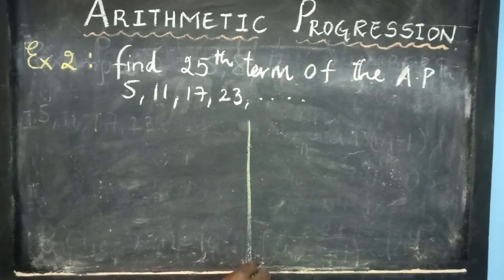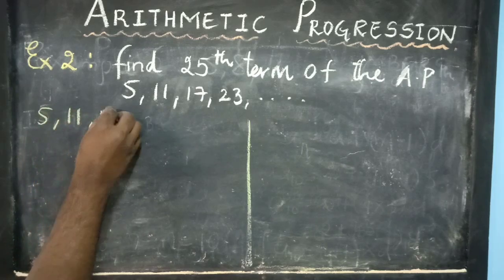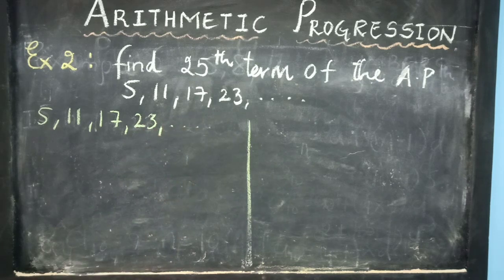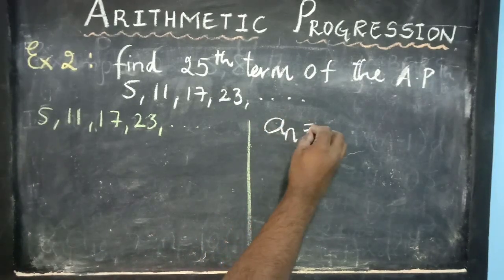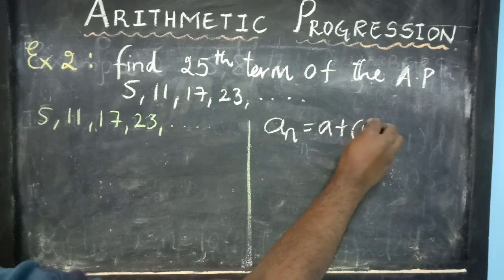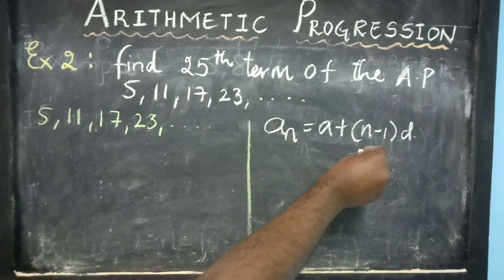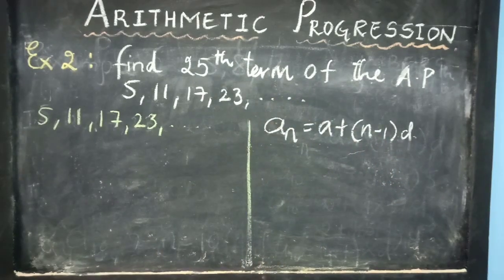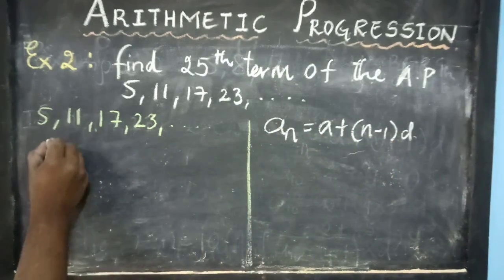Now I will write down the AP. Given AP is what? 5, 11, 17, 23 and the list goes on. Now how to find out the 25th term? By using the nth term formula, that is An equals A plus N minus 1 into D. An equals A plus N minus 1 into D is the nth term of an AP. Now I should find out A, D and N.